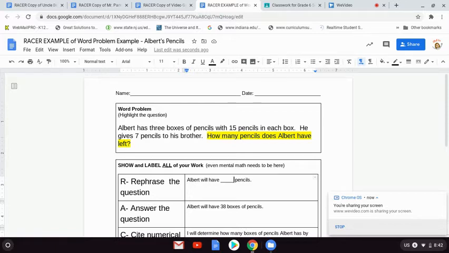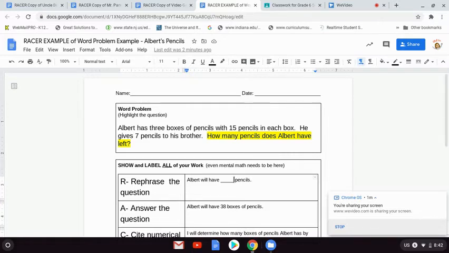So the first thing we're going to do is read the word problem. This is an example that I already did for you. It says Albert has 3 boxes of pencils with 15 pencils in each box. He gives 7 pencils to his brother. How many pencils does Albert have left? The first thing I want you to do when you're reading the word problem is to highlight the question, which I did already for you. And then we're going to be filling in the RACER boxes. I'm going to go through each one. I already filled them in for you.